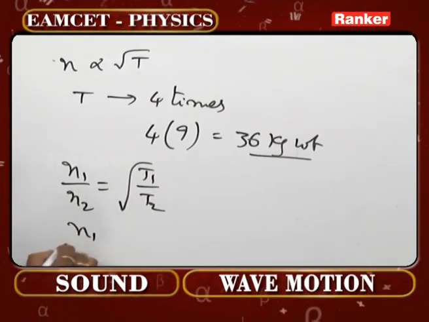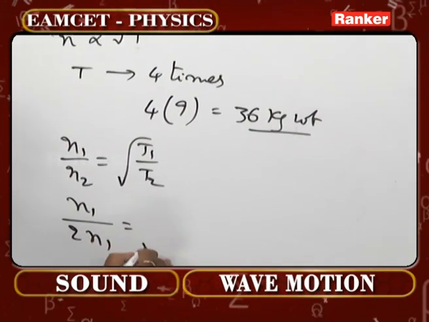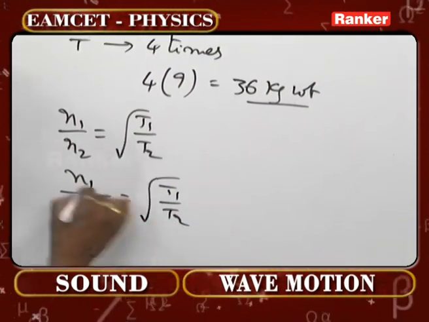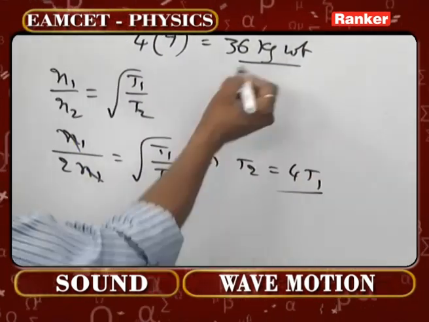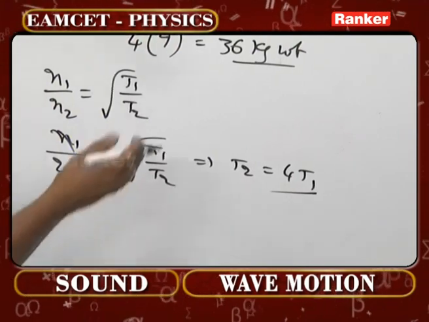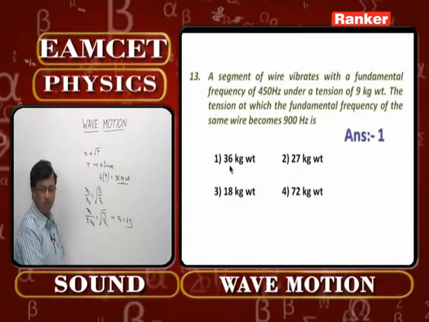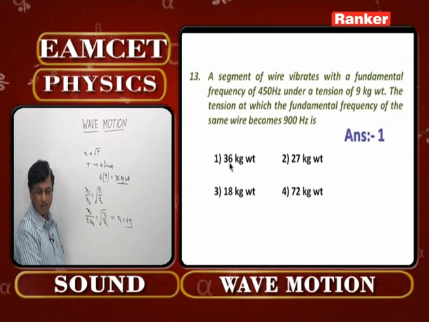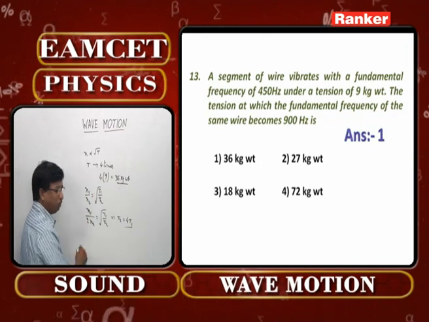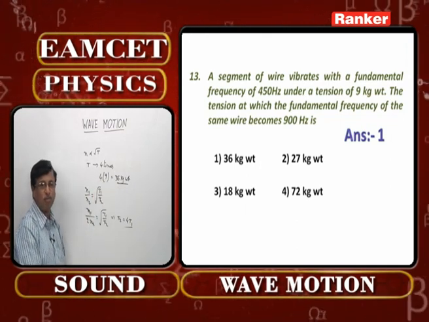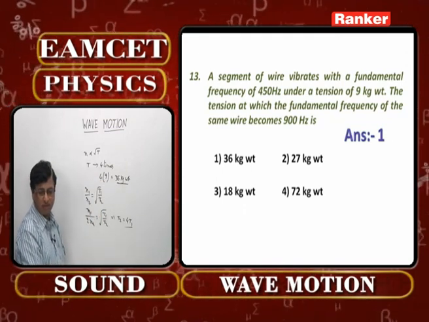N1 is N or N1. N2 is twice N1 that has been given. Therefore, T1 by T2. This gets cancelled. So, T2 will now be 4 T1. So, how much will be your answer? Just 36 kg weight. Wherever that 36 has been given, you look at first option that has been given as 36 kilogram weight as such. So, that is the corresponding answer for this. Such model questions at Eamcet are not supposed to be worked out using formula this way. By look, you can finalize the answer there.